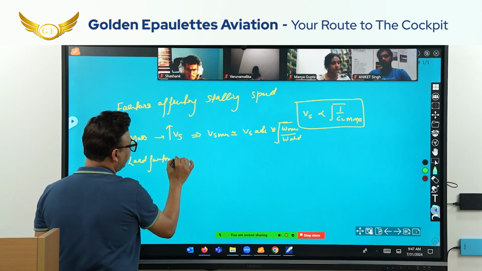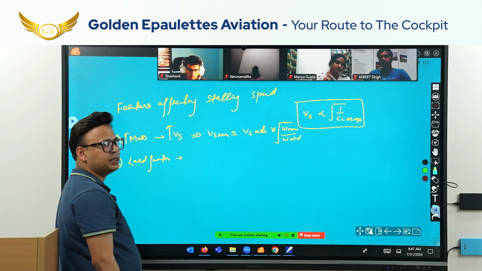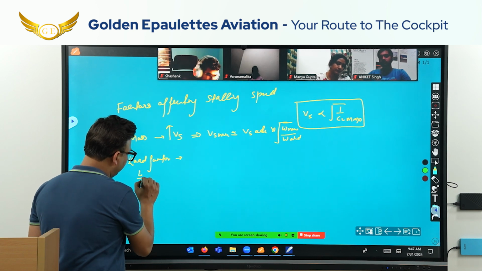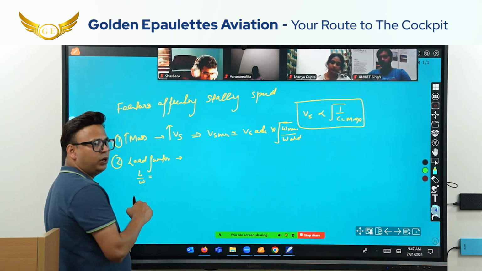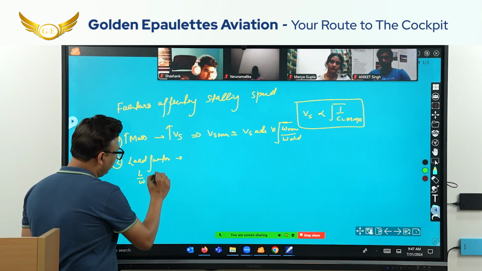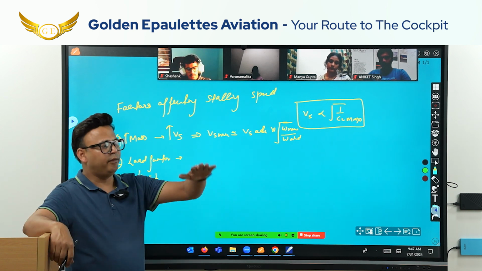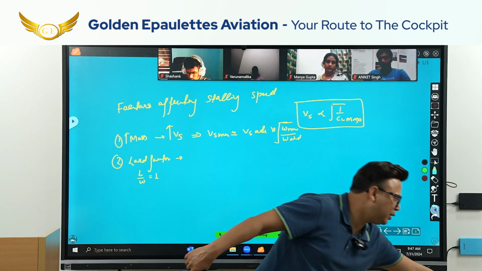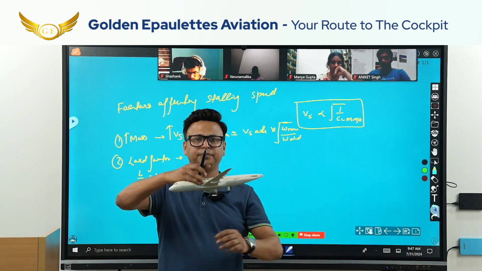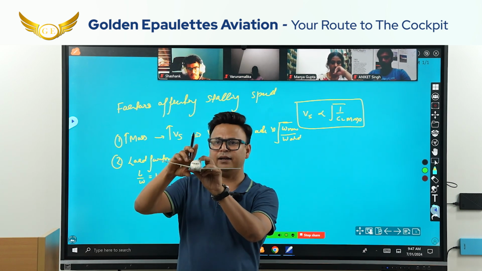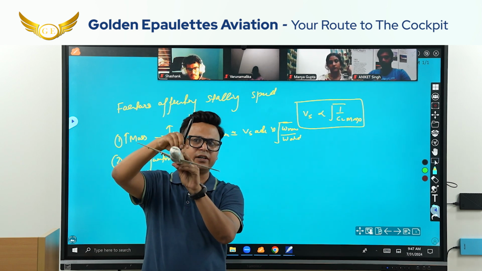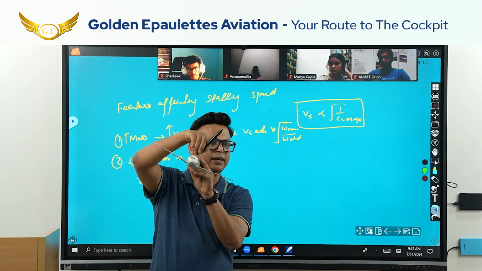Load factor means lift upon weight था। In straight and level flight, lift is equal to weight, so load factor is 1. When you initiate a turn, currently lift is this, so your lift is equal to weight. When you initiate a turn, this lift vector tilts, right?